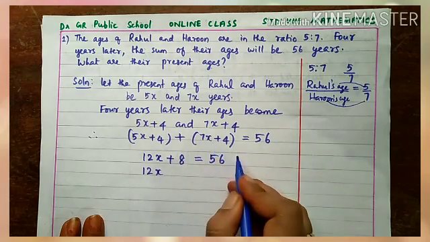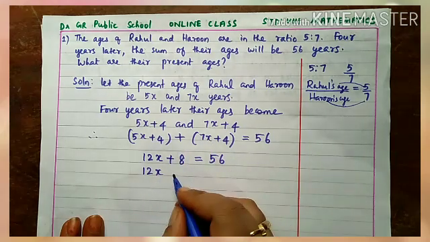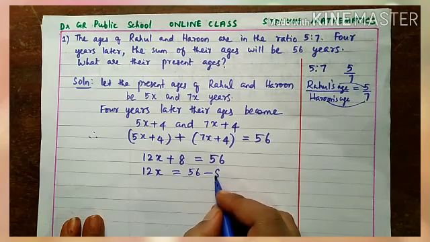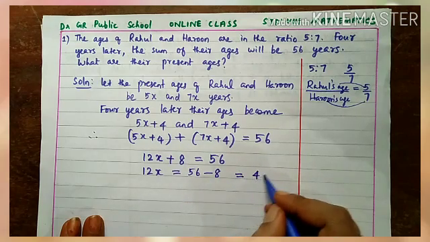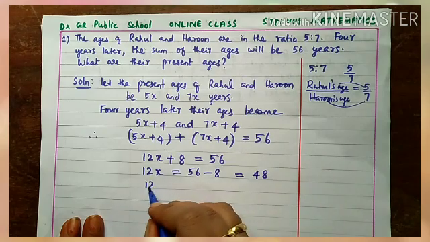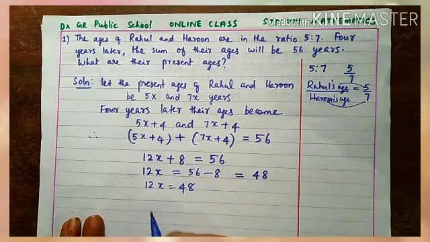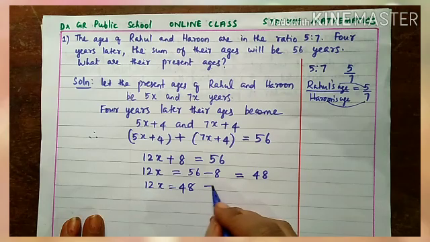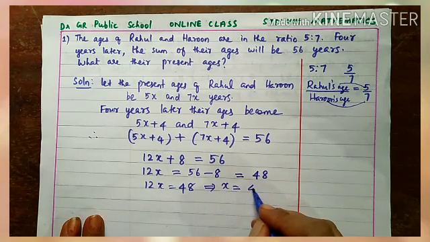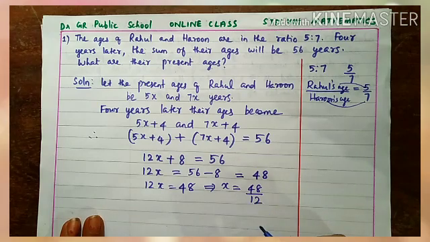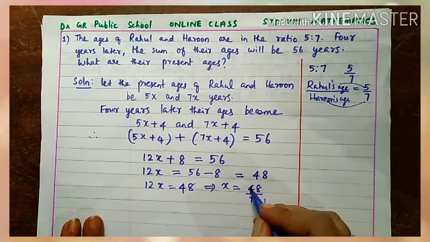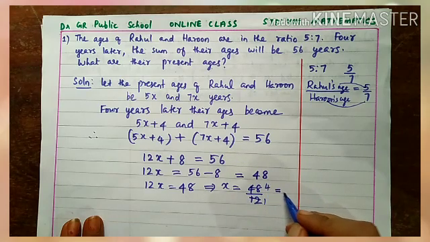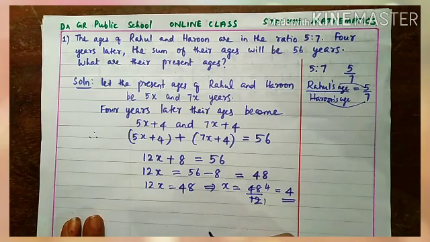What is the next step? We transpose this 8 to the other side. It becomes minus 8. So 56 minus 8 is 48. Now we have 12x equal to 48, and we want the value of x. So 12 is transposed to the other side and it becomes division. So x equals 48 divided by 12. How many times is 12 in 48? 4 times. Thus we get x value 4.